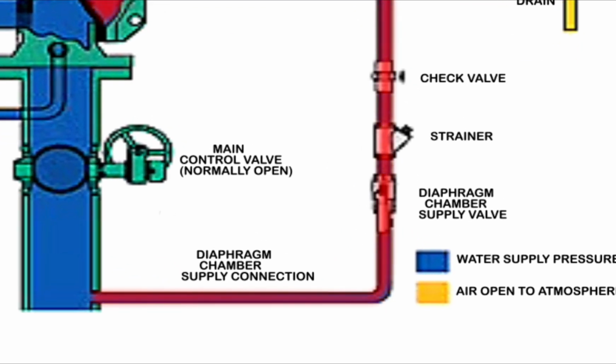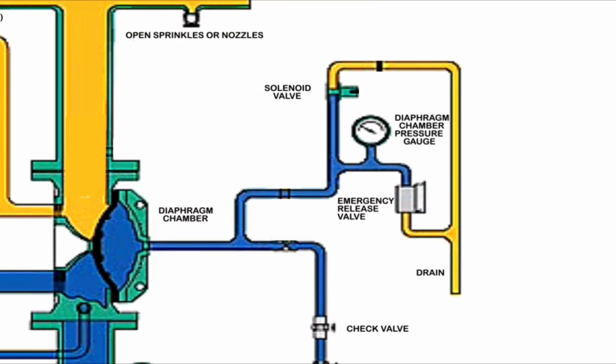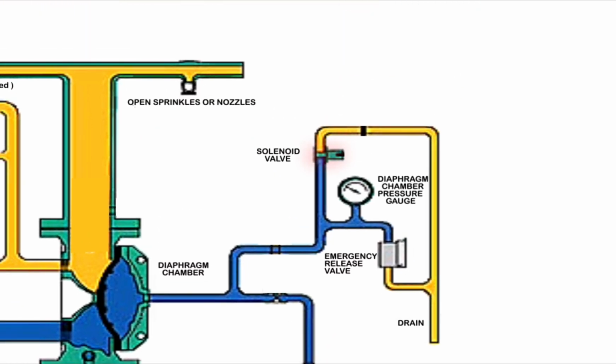The priming loop branches from the water supply pressure. The priming loop includes a manual valve, a strainer, and a check valve, which was mentioned earlier. The priming loop also includes the solenoid valve, which can be activated from the push button in the control room. Also present on the priming loop is the emergency release valve that can be operated manually to activate the deluge system. The emergency release valve and the solenoid valve are connected from one end with the priming water pressure and connected to the drain open to the atmosphere from the other end.